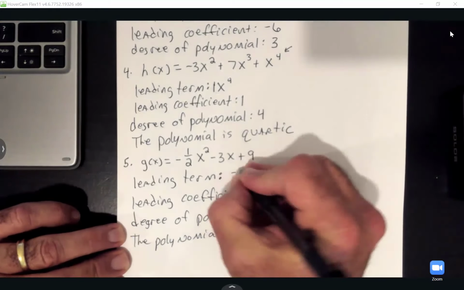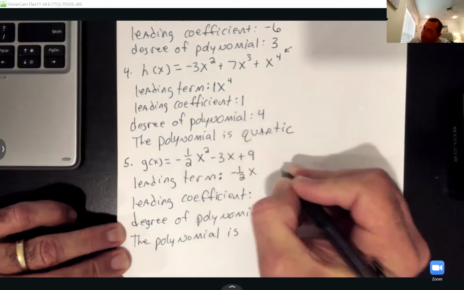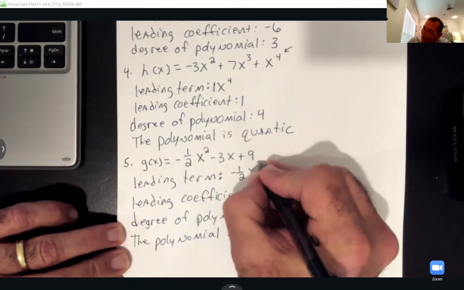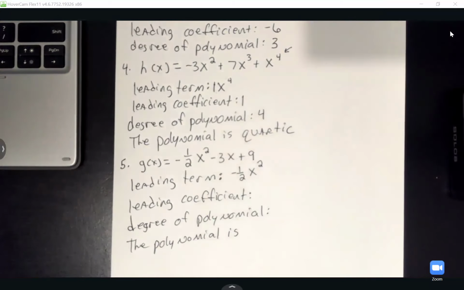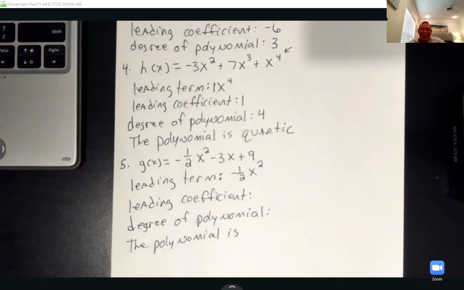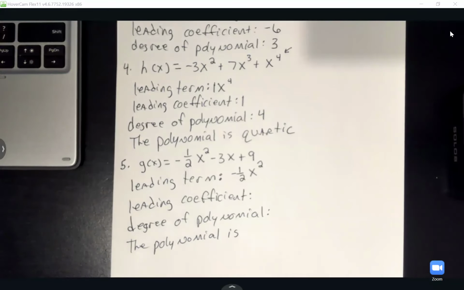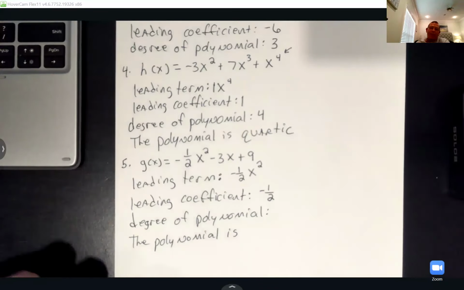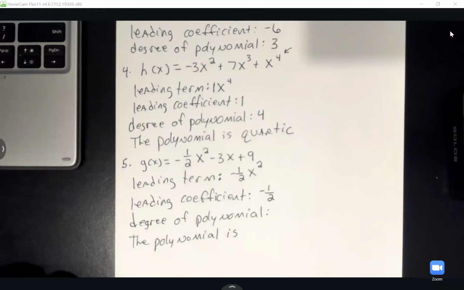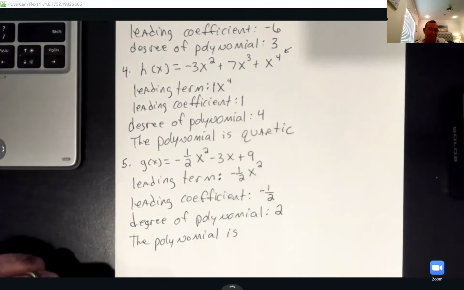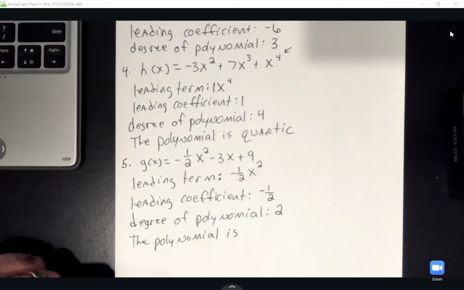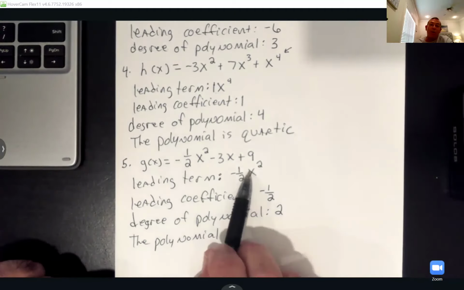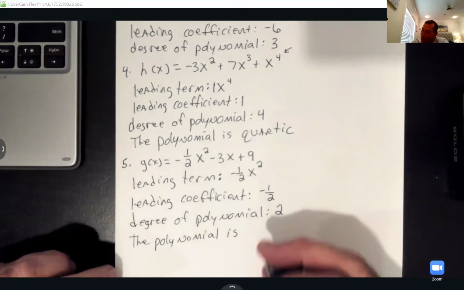-1/2 x squared. There you go. All righty. Leading coefficient. -1/2. The degree of that polynomial. 2. Perfect. And what's that make that one? Quadratic. And remember, y'all just did a formula for this x squared stuff, doing that quadratic formula.